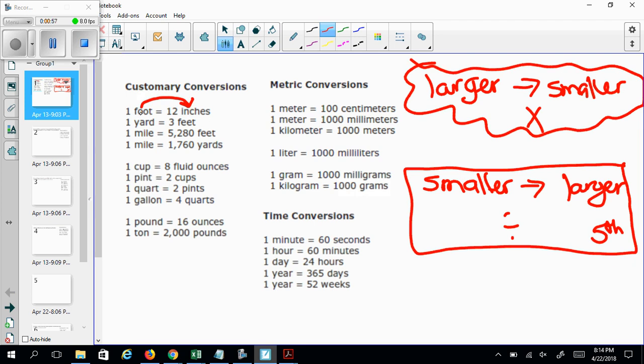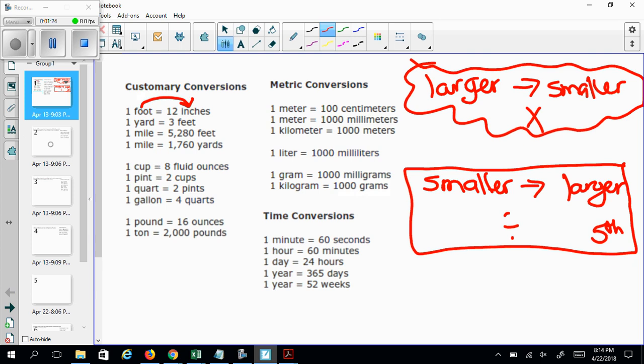So we go from feet to inches, yards to feet, miles to feet, or miles to yards, okay? Now, all of these you will have on your reference sheet for the FSA. So you can always refer back to them. Please make sure that you refer back to them so that you always have the information that you need. And remember that you are multiplying, okay?